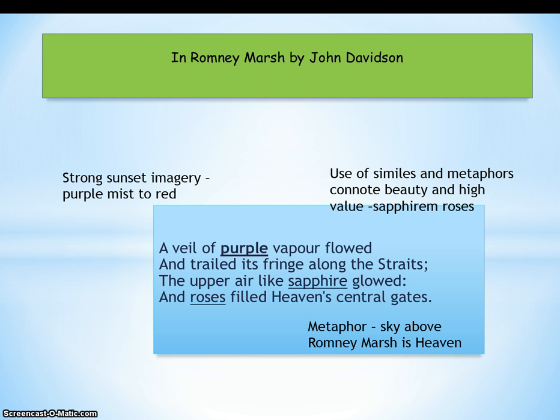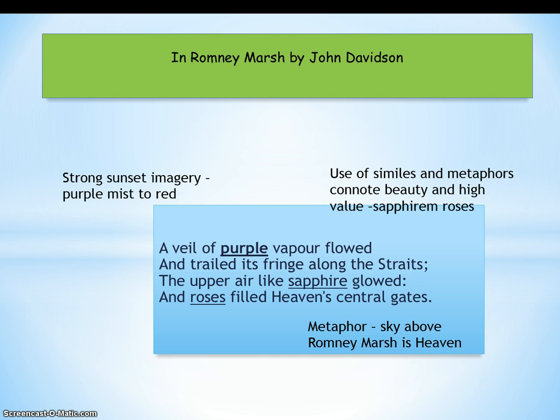"The upper air like sapphire glowed." Sapphire is between purple and bright red, and that's something that is particularly precious. Veil is something that you can think about in terms of weddings, brides and nuns. It's something that is drawn across. So he's actually learning knowledge as well as something that's associated with Christianity and religion. "The upper air like sapphire glowed."